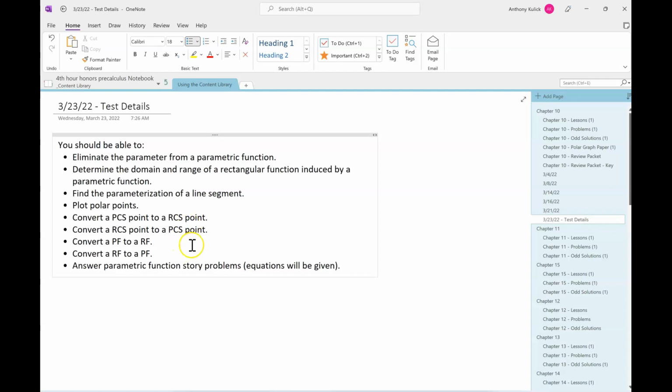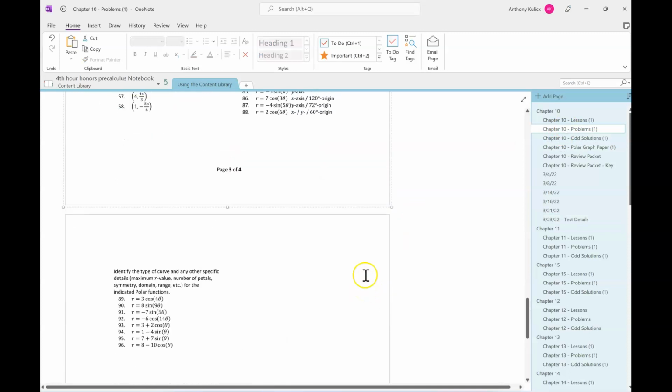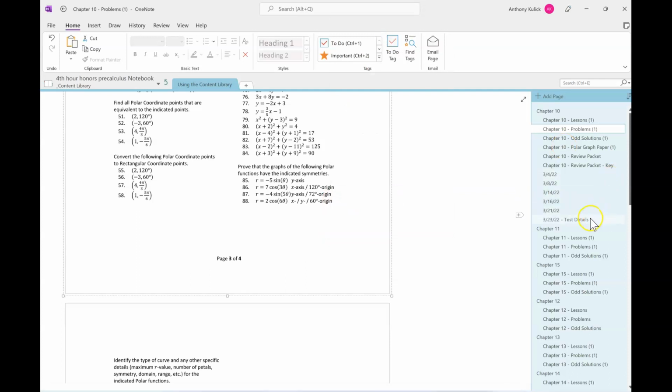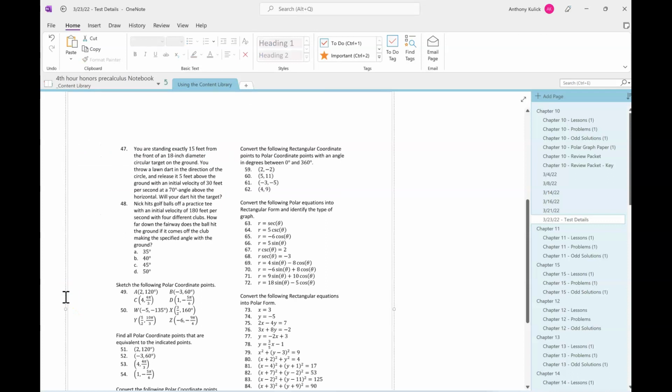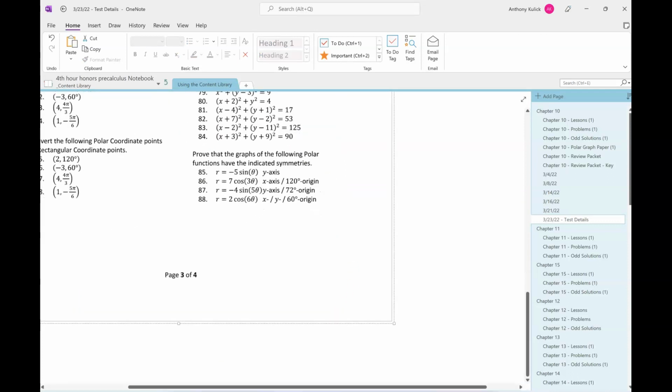Could you do number 88? Sure. So you just have a lot of things to do, it looks like, for this one, right? Because it asks you to do 3 types of symmetries.